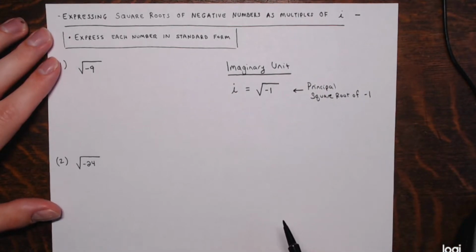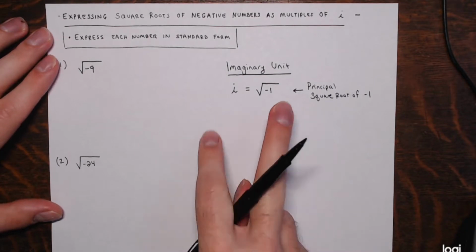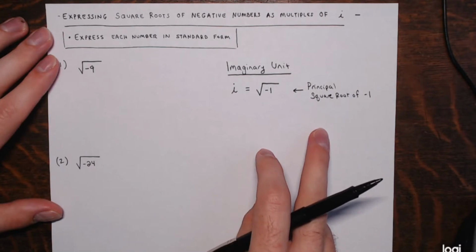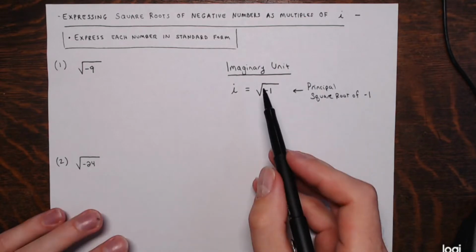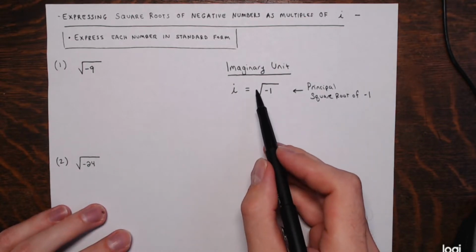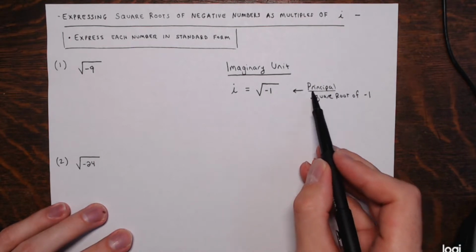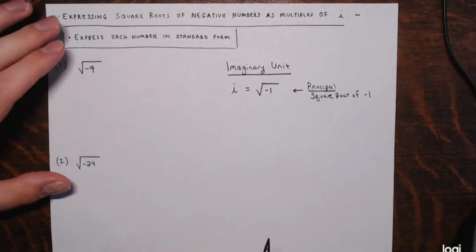Remember, every number has two square roots, one principal or positive one, and one negative one. For example, the square root of 4: 4 has two square roots. 2 squared is 4, and so is -2. But whenever you see the square root symbol, that's asking you for the principal square root, the non-negative square root.